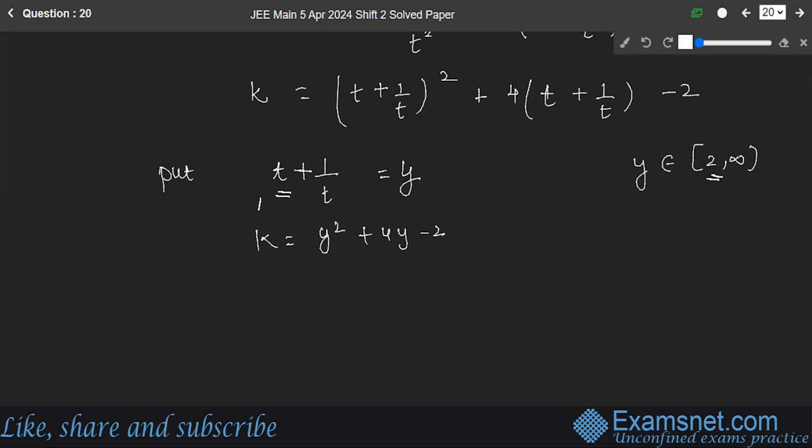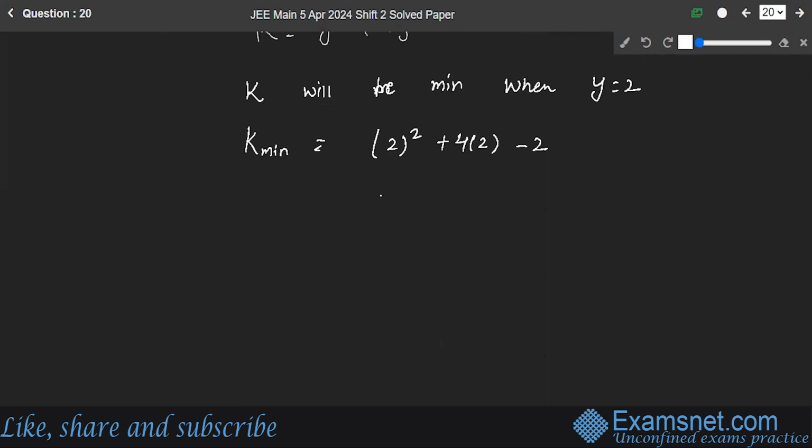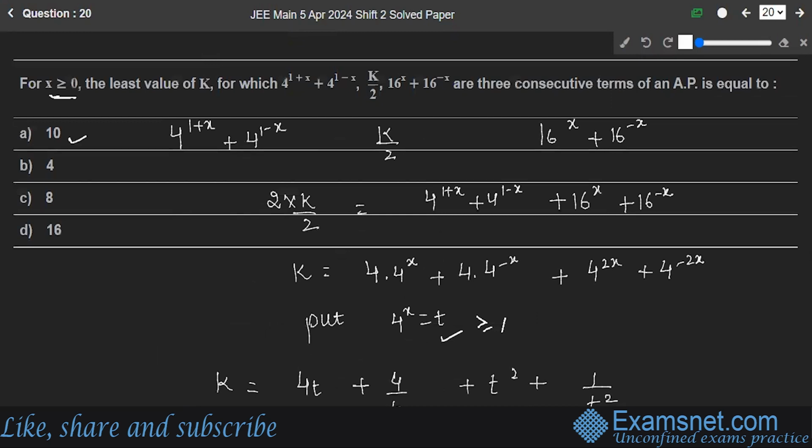We can say that k will have the minimum value when y is equal to 2. K will be minimum, then y will be equal to 2. So that means k minimum will be equal to 2 square, 4 into 2 minus 2, or this will be 10. The value of k will be equal to 10. That's option A. Hope you understood that.